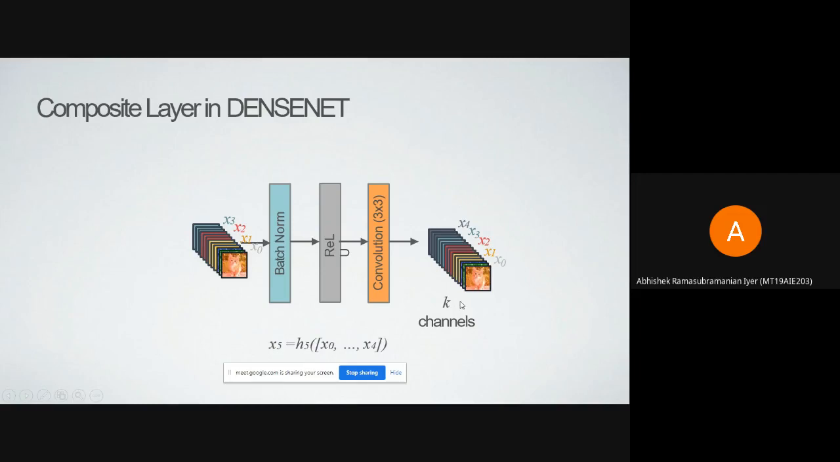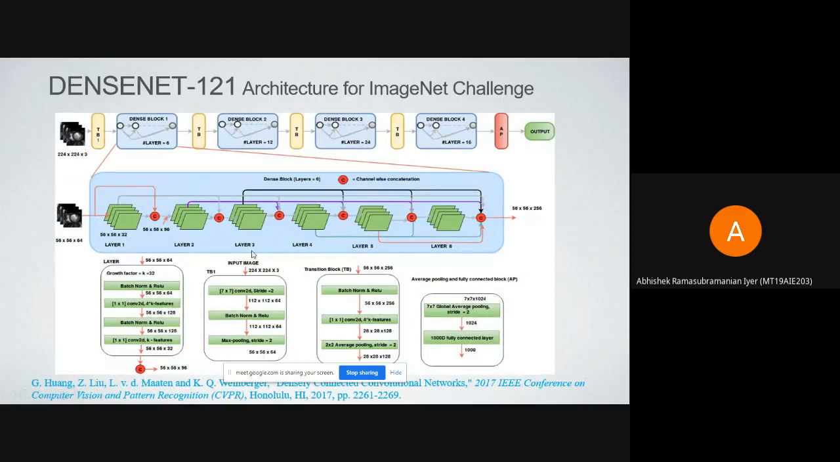So what we are saying here is this is kind of a hyperparameter which has been defined by the authors in order to make sure that the numbers do not increase. So what do I mean by this? Let's take this example. This is nothing but a DenseNet 121 architecture for the ImageNet challenge.